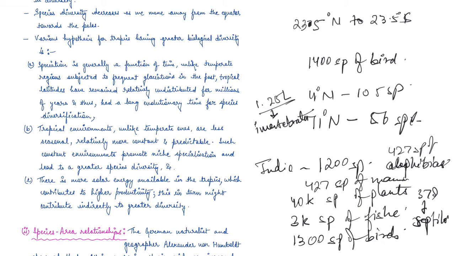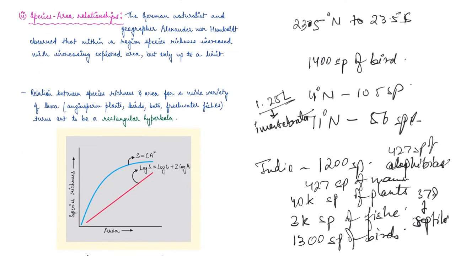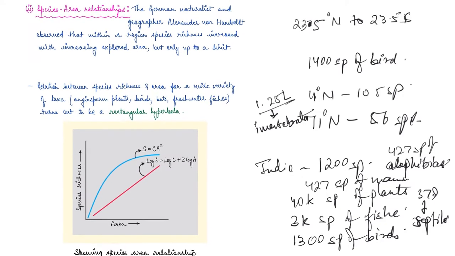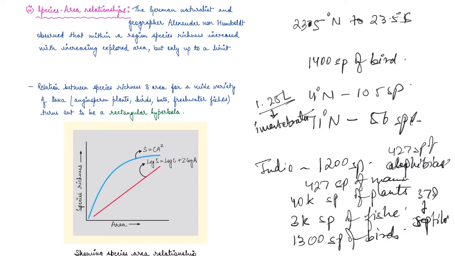Now, the second type is species area relationship. What exactly is this species area relationship? So basically, guys, during the pioneering and extensive exploration of the wilderness of South American jungles, the great German naturalist and geographer Alexander von Humboldt observed that within a region, species richness increases. Within a region, the species richness always increases with increasing explored area, but only up to a limit.